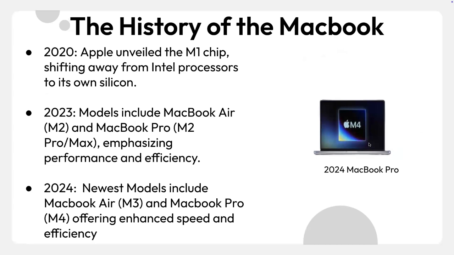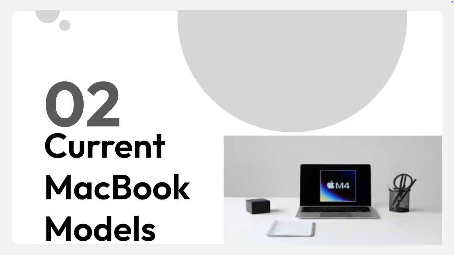And then in 2020, Apple unveiled the M1 chip. So M1 is revolutionary. It shifted away from Intel processors to its own silicon. By its own silicon, it means its own chip, like your CPU. And then 2023 models include the MacBook Air M2, which is the one I use for school, and I'm on the MacBook Pro M2 Max right now, emphasizing power and efficiency. 2024's newest models include MacBook Air M3 and MacBook Pro M4, offering enhanced speed and efficiency, which are the ones that some of my colleagues use.